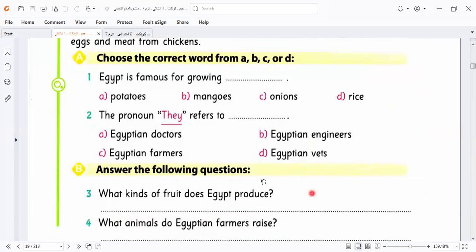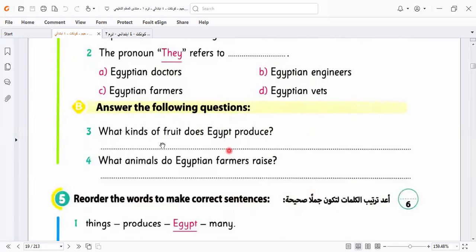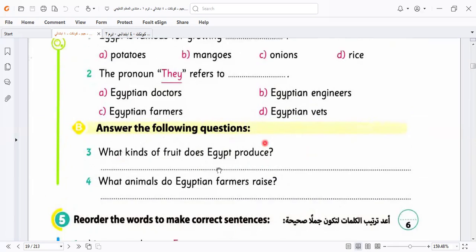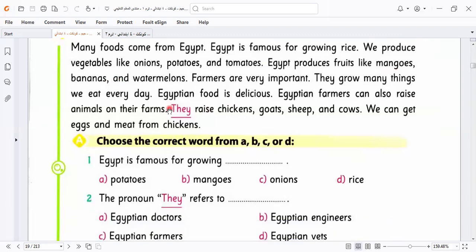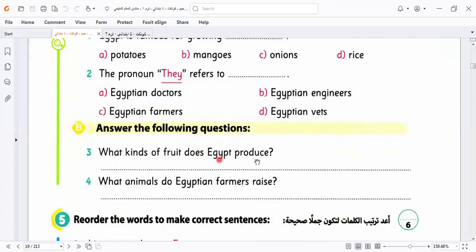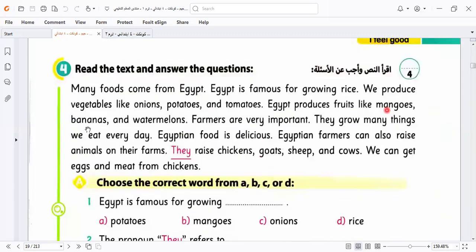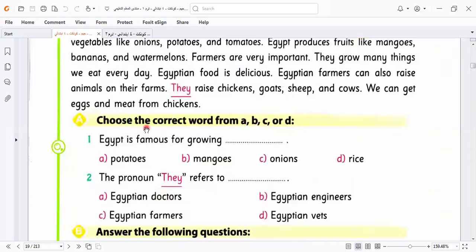Let's answer the two questions related to the understanding. What kinds of fruit does Egypt produce? Here we ask about fruit. What kinds of fruit does Egypt produce? Mangoes, bananas, and watermelons. So the answer will be: Egypt produces mangoes, bananas, and watermelons.